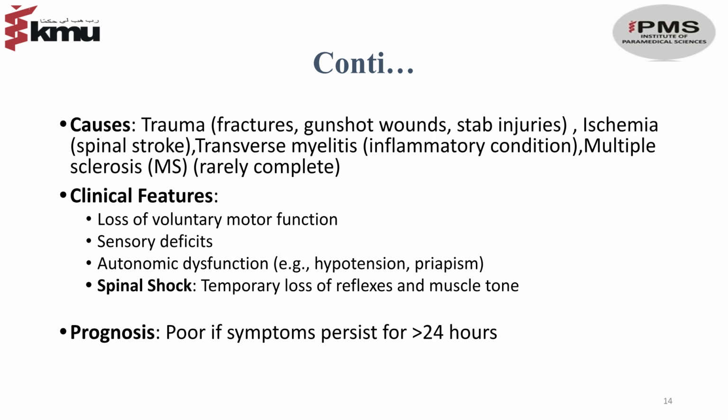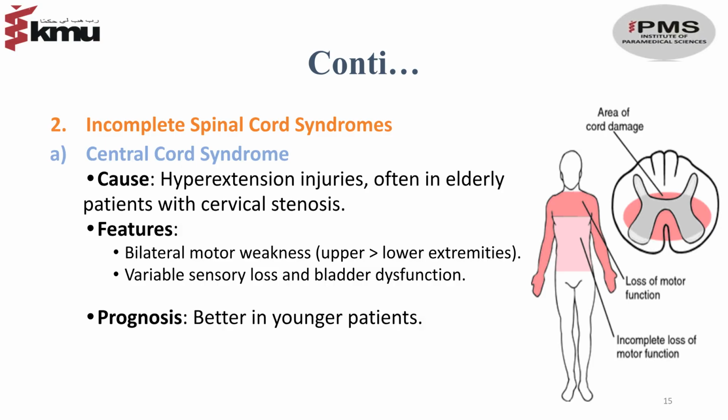Causes of complete syndrome include trauma, ischemia, and transverse myelitis. Clinical features are the loss of motor, sensory, and autonomic function, including spinal shock. The prognosis is poor if symptoms persist. Incomplete spinal cord syndromes include central cord syndrome caused by hyperextension injuries. Features include bilateral motor weakness, more severe in the upper extremities, and variable sensory loss.